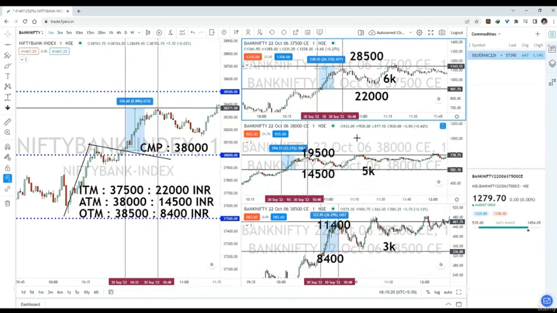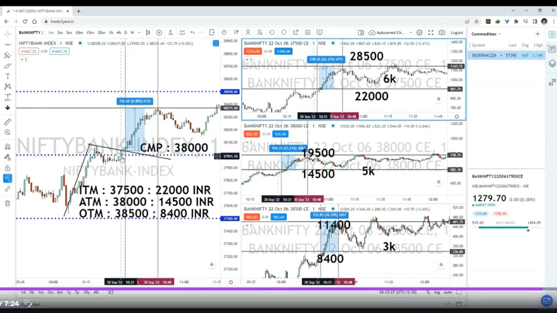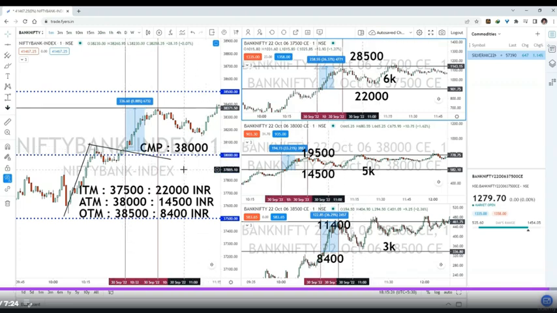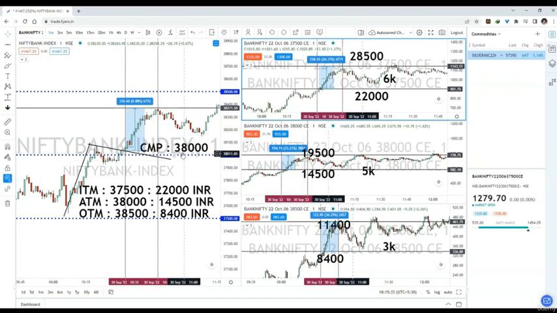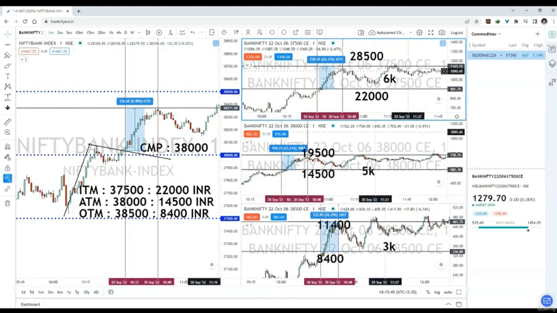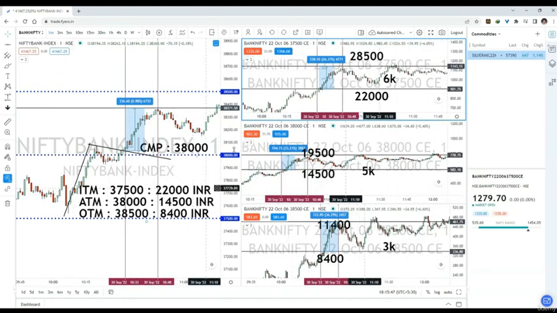If you ask my suggestion, let's say the index is running at 38,000, so I mostly look for options 100 points up and down. Let's say 38,000, so I will look for out of the money, which will be 38,200, like that, a 200 point gap. That will be a moderate movement, or sometimes I also take at the money. So this is how we decide which strike price we should go for.